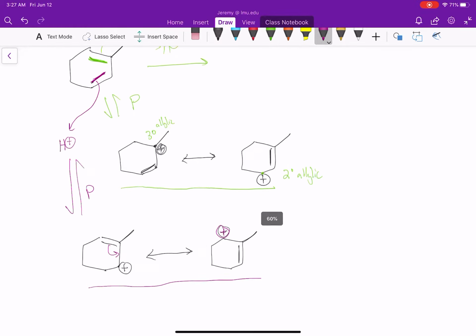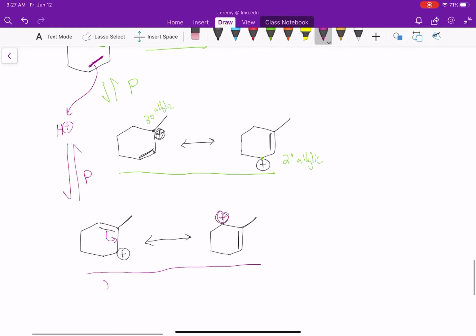In the purple pathway, I have a secondary allylic carbocation, and then on the right, we also have a secondary allylic carbocation.